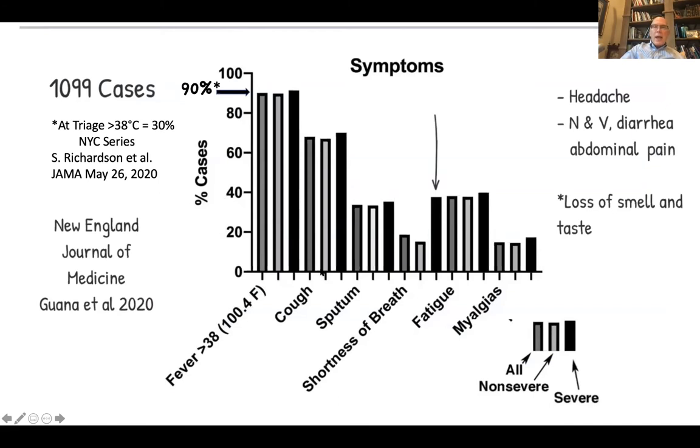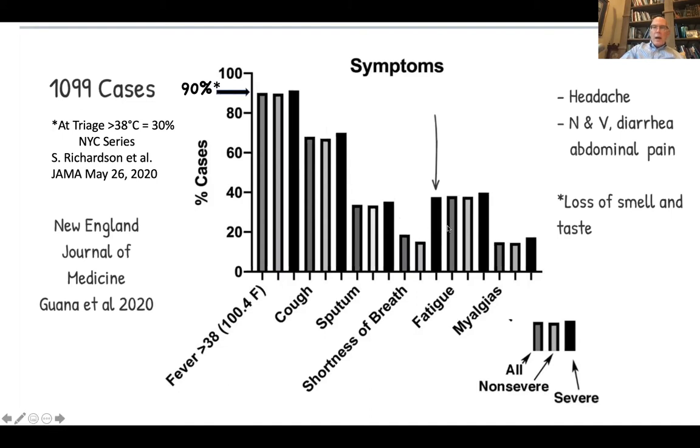About 70% had a cough. The majority were dry, but about 30% have some sputum production, so a little bit of fluid. And then the next symptom, shortness of breath, you can see overall it's only about 18 to 19%. Mild disease, it's about 15%. In severe disease, it's much higher. It's nearly 40%. So when someone is short of breath, that usually means they're developing severe disease. Severe disease means you need to be hospitalized.